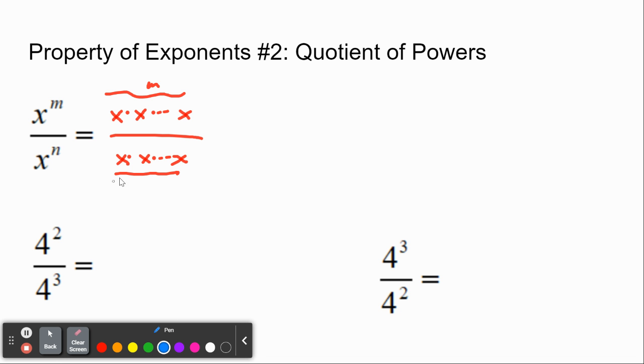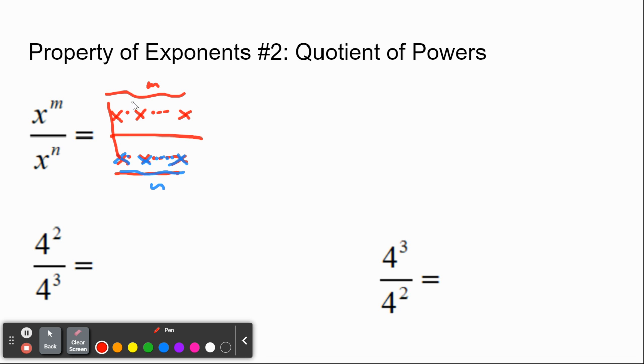Let me do that in blue. Sorry. So down here we have x times x times x. There's n of them down here. So what we're doing here is we're looking at the x's on top and the x's on bottom, and we're going to end up canceling some x's.